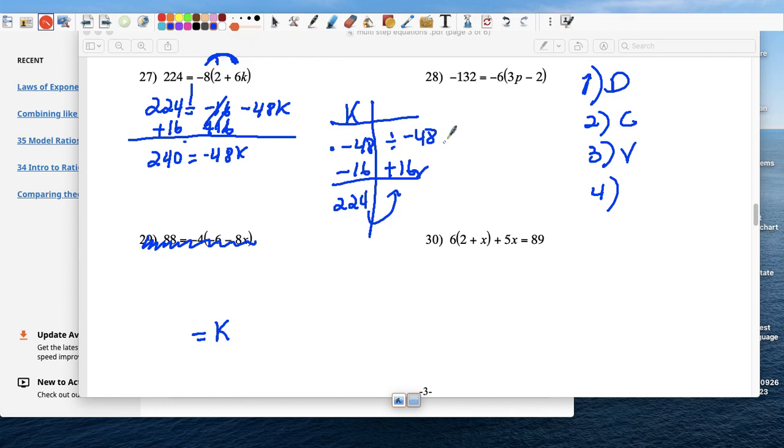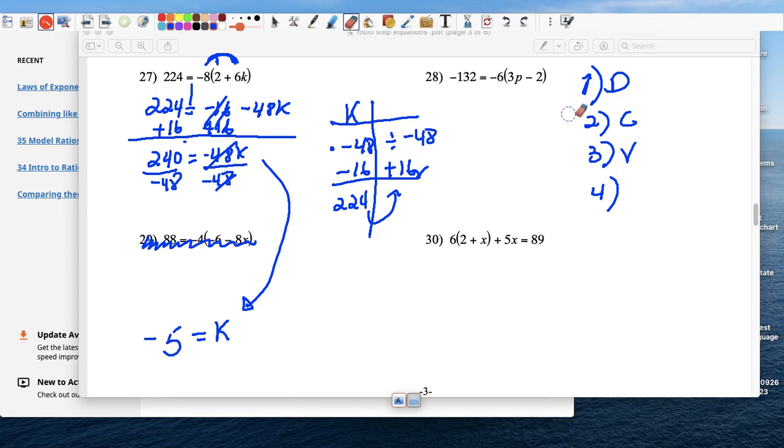So I did that, and now I'm going to divide both sides by negative 48. So divide this by negative 48. Divide this by negative 48. Negative 48 divided by negative 48 gives me k, and that's what I have here. And then 240 divided by 48 is 5. Yeah, 240 divided by 48 is 5, and that's a positive divided by negative. So k is negative 5.